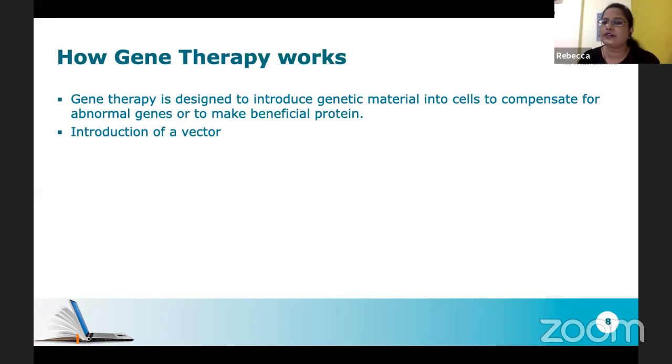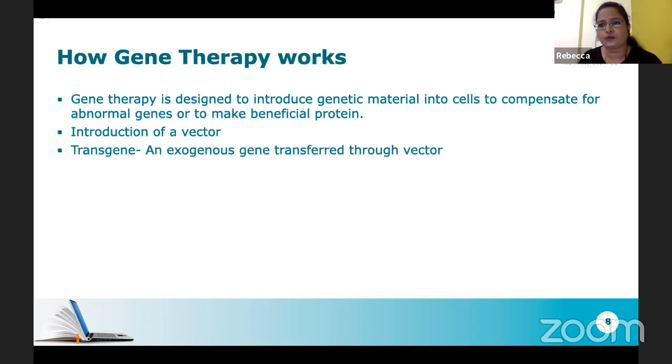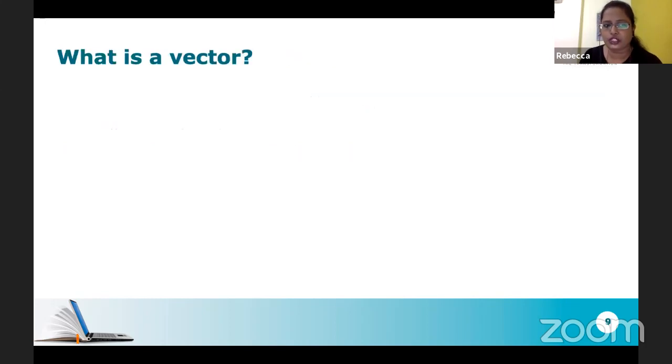Hence, we need a carrier, we need a vector. This vector can be a virus, and we are going to see a few types of vectors. Using that vector, we insert the wild gene, or the good gene, which can replace the defective gene that is present. So how do we introduce the vector using a transgene? We are going to see the different types of vectors. As I told you, a transgene is nothing but an exogenous gene transferred through a vector. It is the wild, good gene to replace the mutated gene.